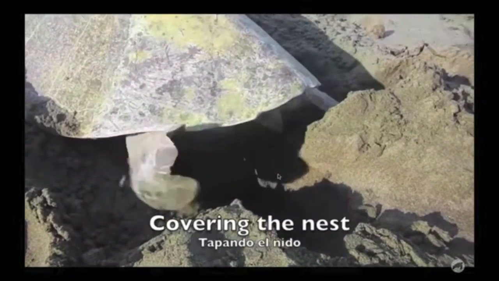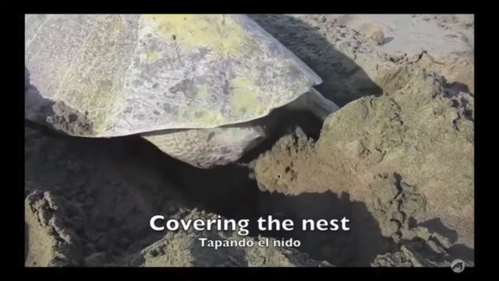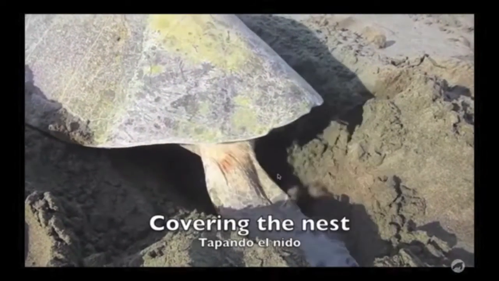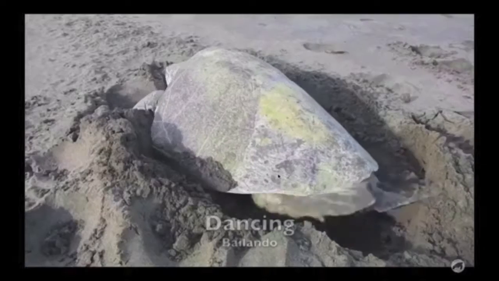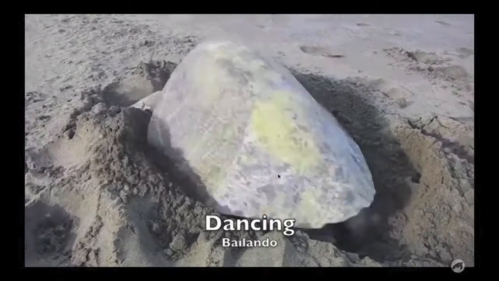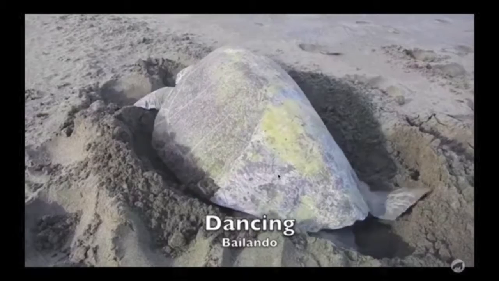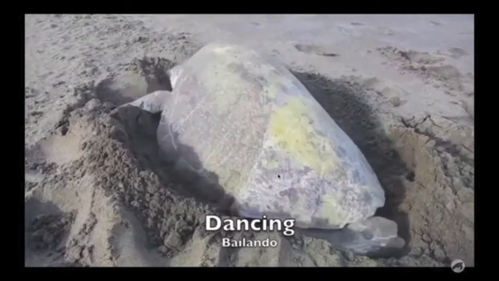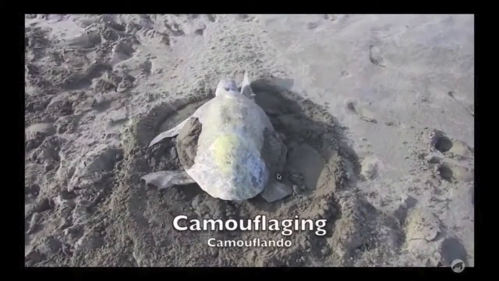Now she's covering the nest. So she's using her back legs again, or back flippers, I should say, since it's a sea turtle. And it's very important for the protection of those eggs. That's where they'll hatch, is inside that egg. Now this says dancing, bailando, in Spanish. What she's doing is packing down that sand to make it harder for anything to attack her eggs.